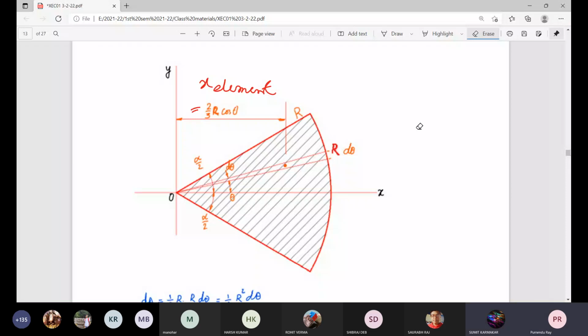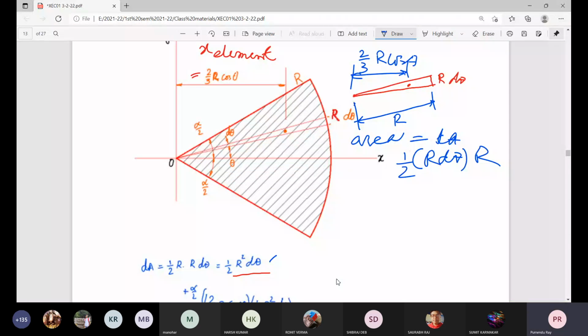Is it okay? Yes, sir. So from that expression, we get the area of the element, and the location of the centroid of this element is here, 2/3 r cos theta. Done.